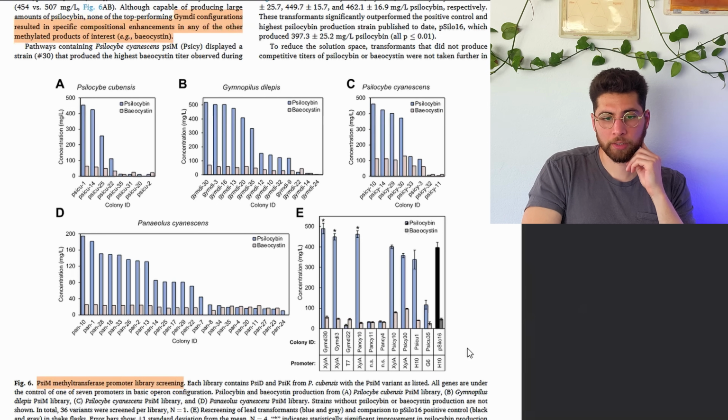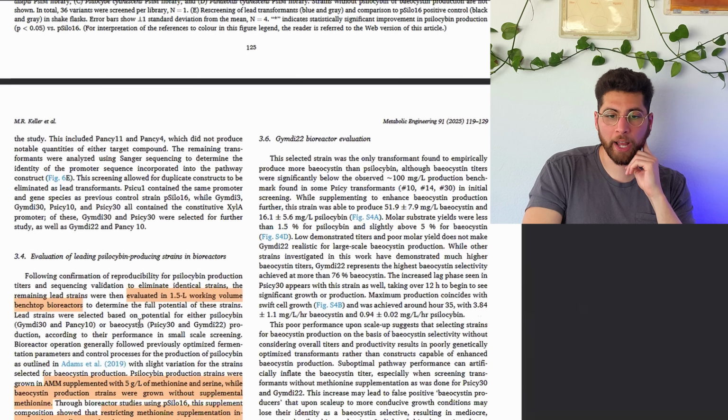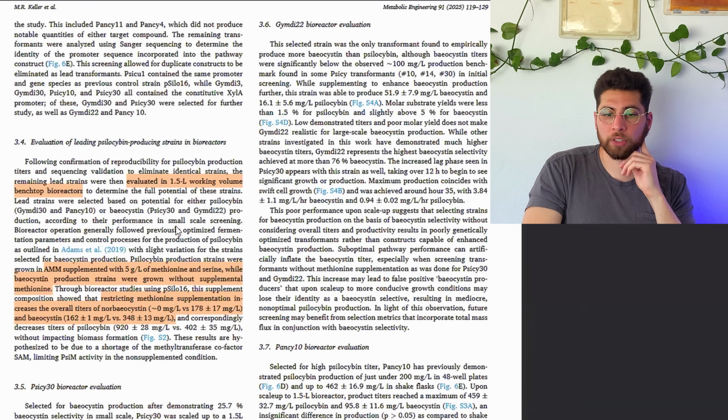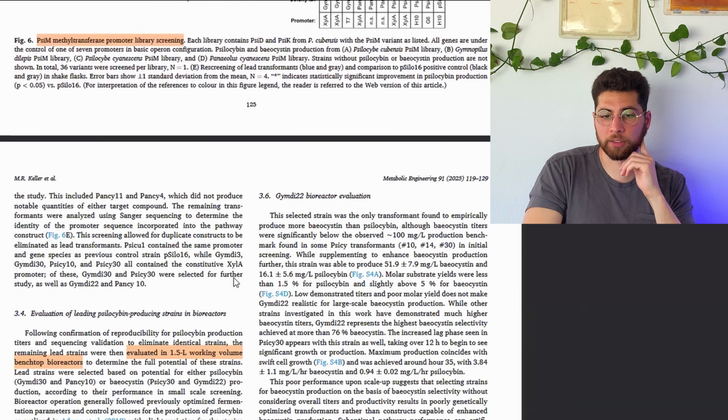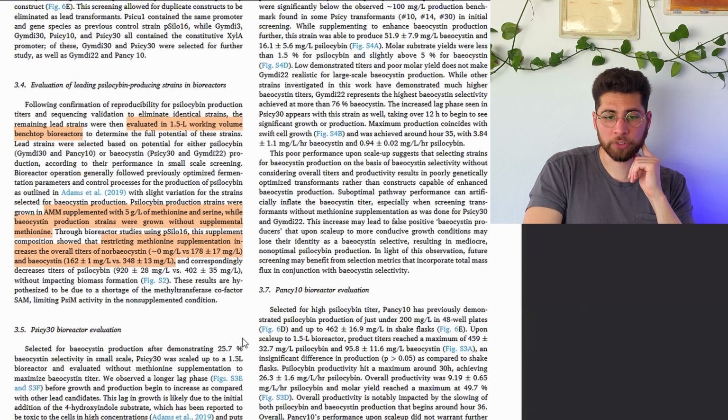All right, so now they're looking at producing in bioreactors. To determine the full potential of these strains, lead strains were selected based on potential for either psilocybin, so GIMD30 and PANC10, or baeocystin, so PSIC30 or GIMD22 production, according to their performance in the small-scale screening. They used Andrew's Magic Media supplemented with 5 grams per liter of methionine and serine.